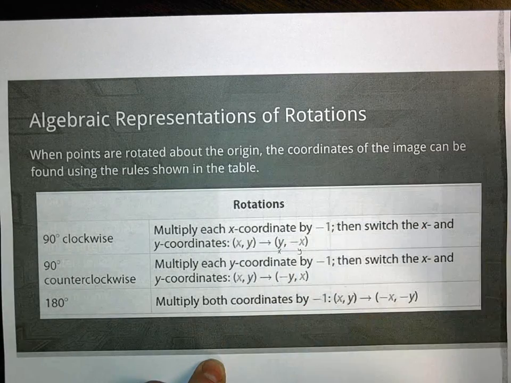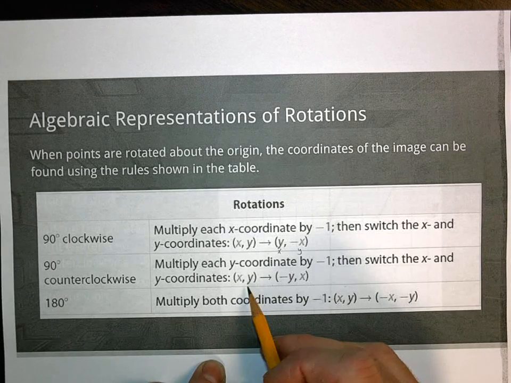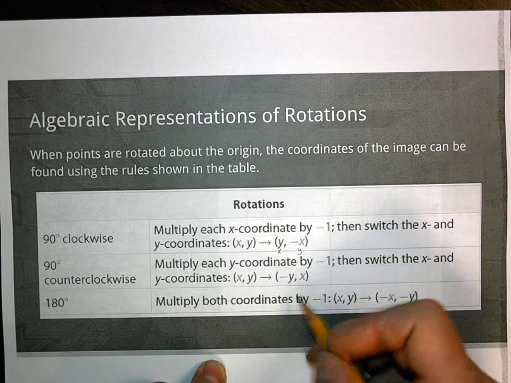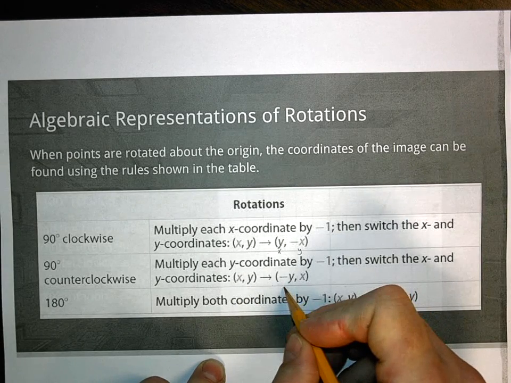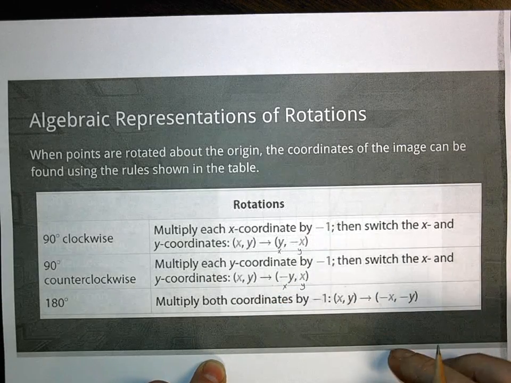When you go counterclockwise, we're going to do the exact opposite. We're going to leave the x alone, but we're going to make the y negative, and then we're going to flip them. So your old y becomes negative, and it's now the new x, and your old x just stays the same as the new y.